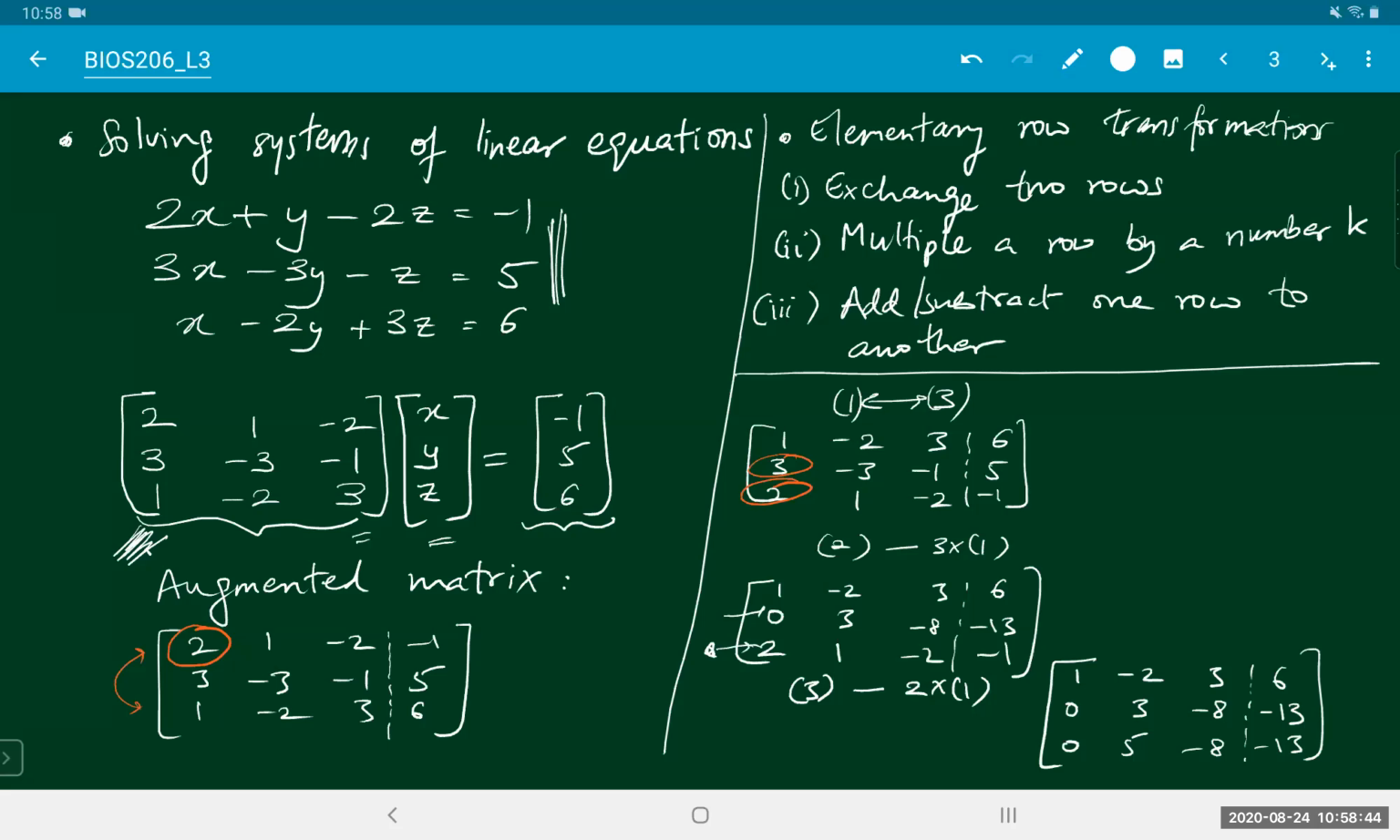Professor, I still didn't understand the step 2 and 3. Can you just explain one again? This one? Yeah, either of them, any one would do.